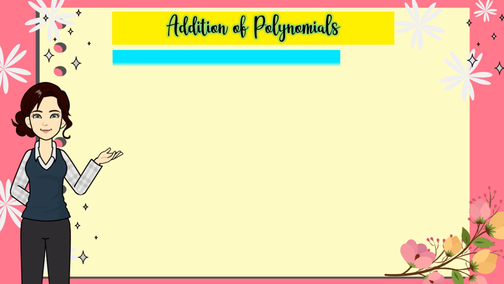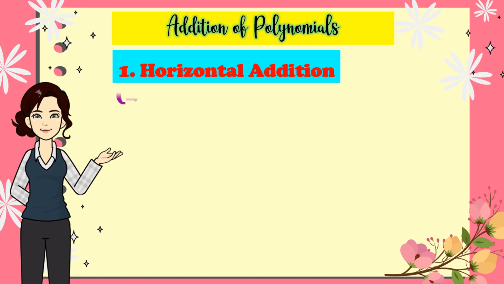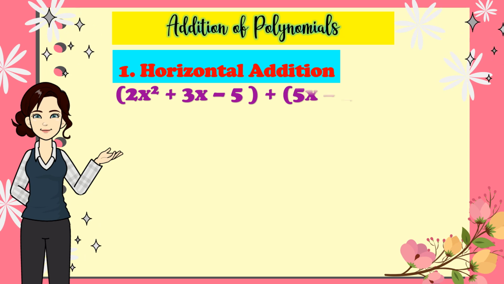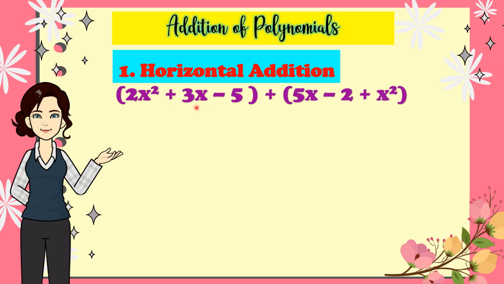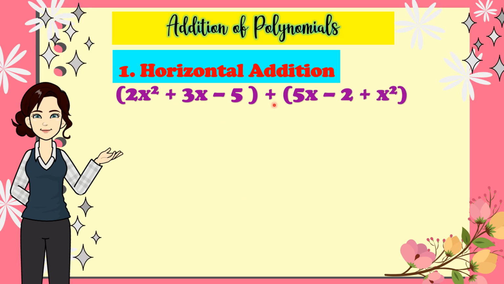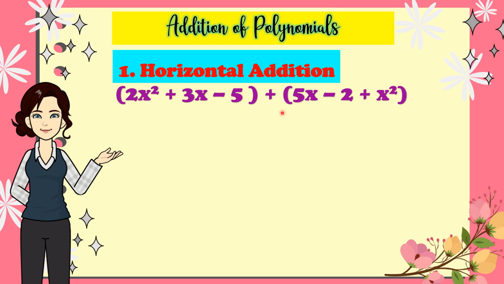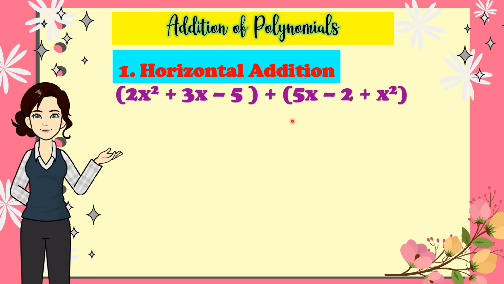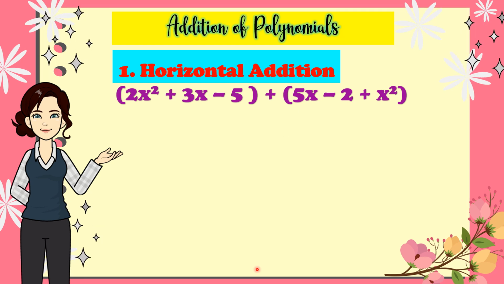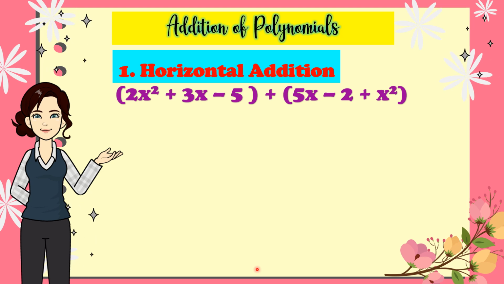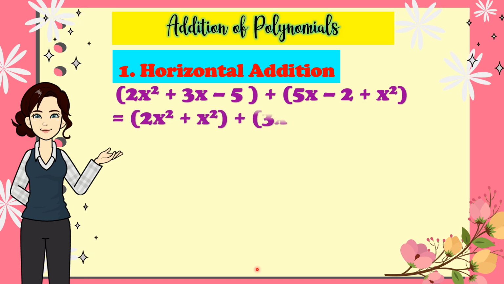First, by doing the horizontal addition. For example, the quantity 2x squared plus 3x minus 5 to be added to the quantity 5x minus 2 plus x squared. How are you going to do the horizontal addition? First, rearrange the terms. Group the like or similar terms together.